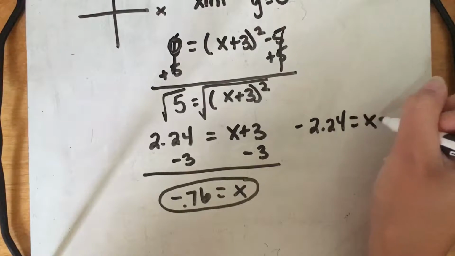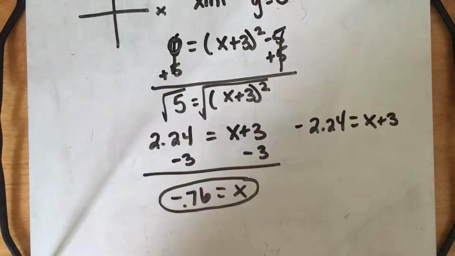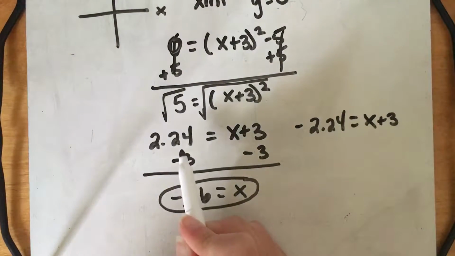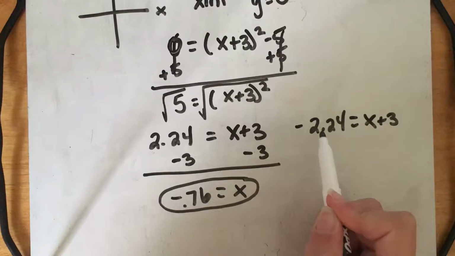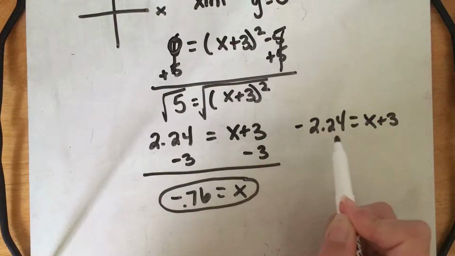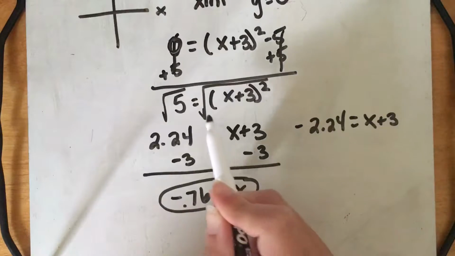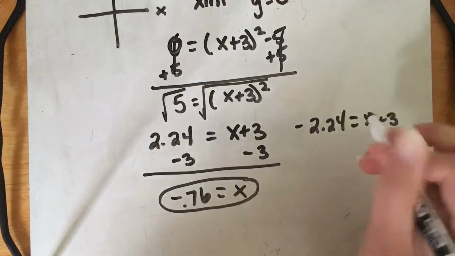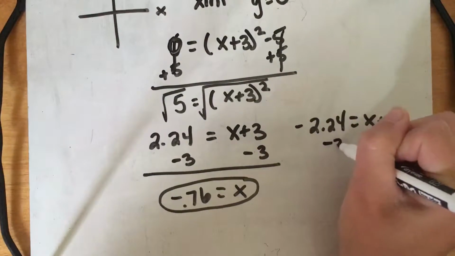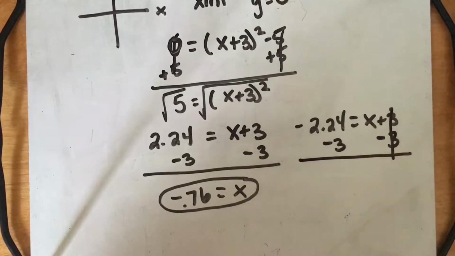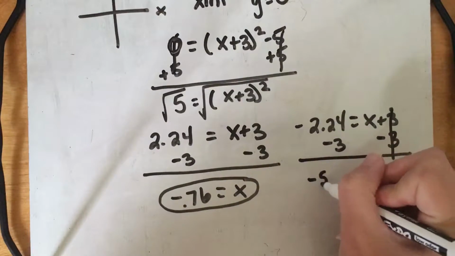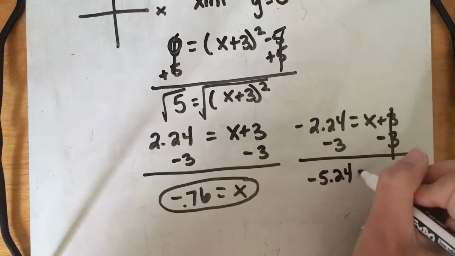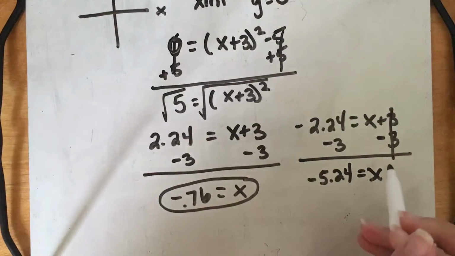So that equals x plus 3. I see that over there. So I have this positive value and this negative value. If I squared this, negative 2.24 times negative 2.24, I'd get 5. So that's why we have that. I'm going to still subtract 3 on both sides. And I'm going to get negative 5.24 is my other x-intercept.